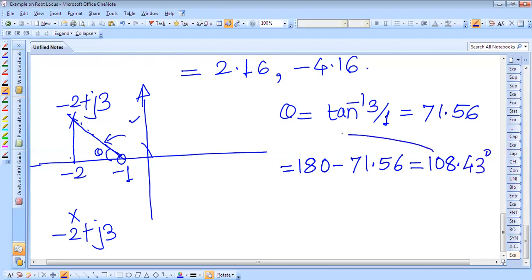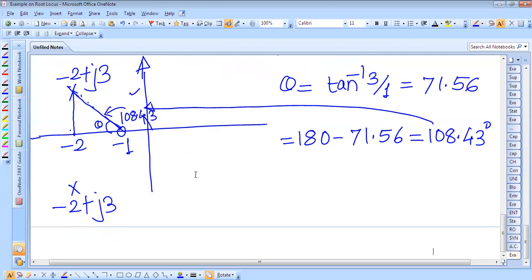So this is this value. So this is 108.43. So this is this angle. Okay. Now we have to find the angle of departure. How we can find the angle of departure?